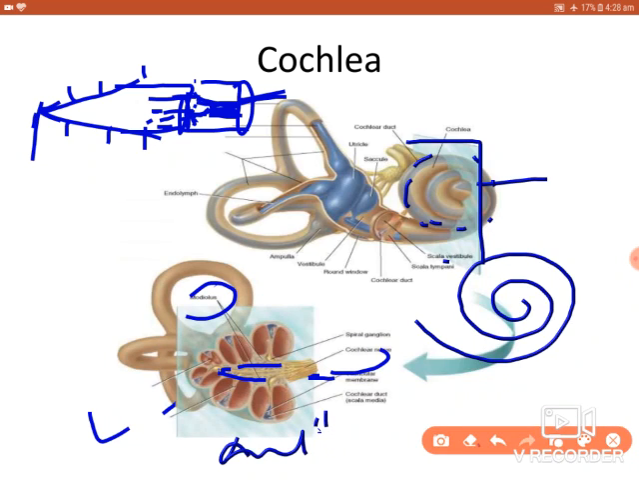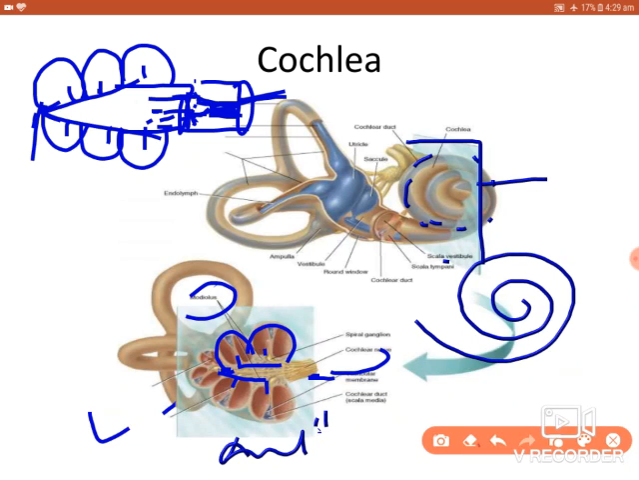These are called the spiral lamina. You can see these are the spiral lamina here. The spiral lamina is encircled by the canal that is called the cochlear canal. Here we'll get the cochlear canal. So here you can see this is the cochlear canal, which encircles the spiral lamina. The length of the cochlear canal is 35 millimeter.